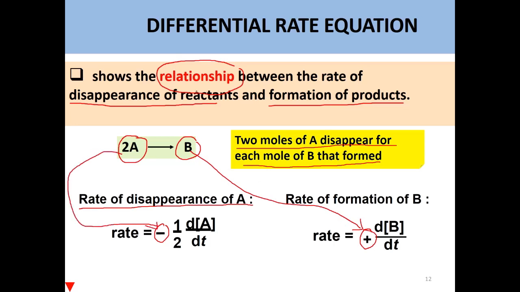So you can write 1 over 2, where the 2 comes from the stoichiometry, times dA over dt. And for your product it is 1 over 1, where the 1 comes from the 1B.